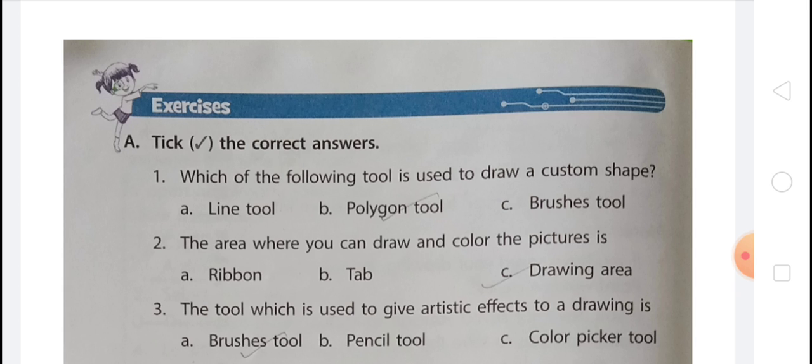Let's come to the exercises. Tick the correct answer. Which of the following tools is used to draw a custom shape? You know that the polygon tool is used to make a custom shape with any number of sides. So the right answer will be polygon tool. Option B will be the right answer.